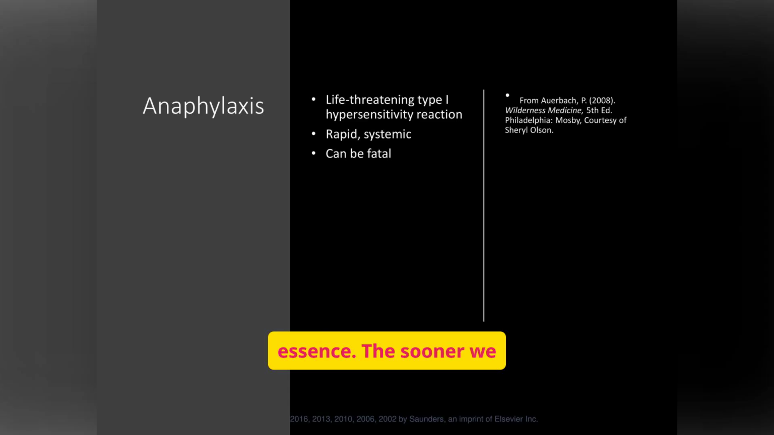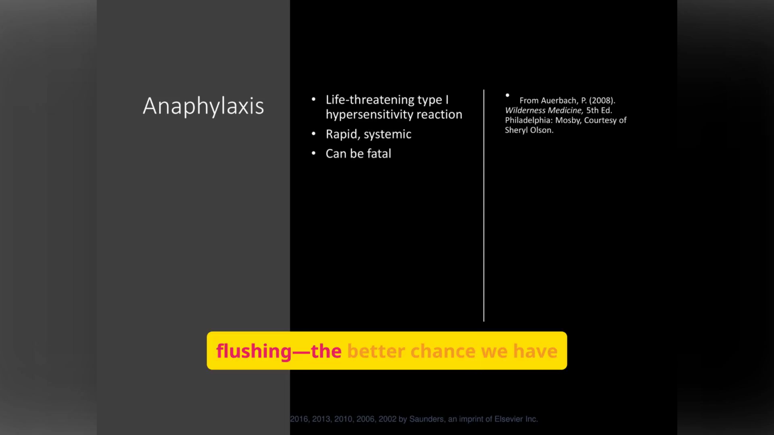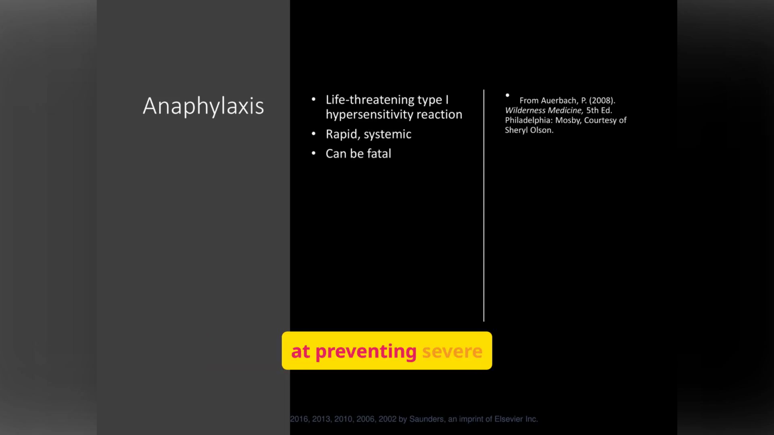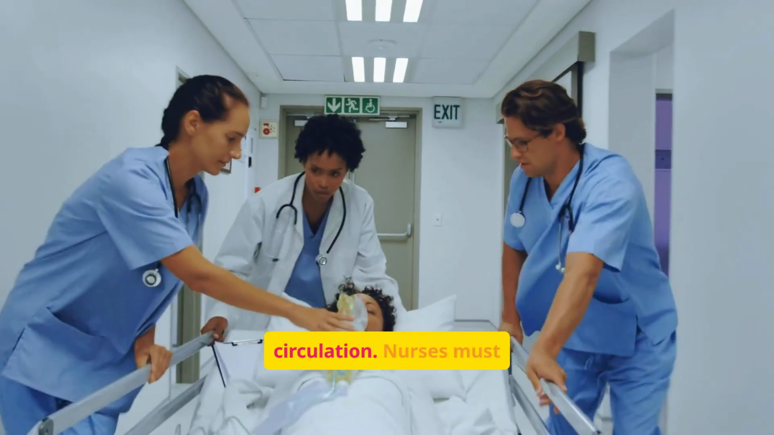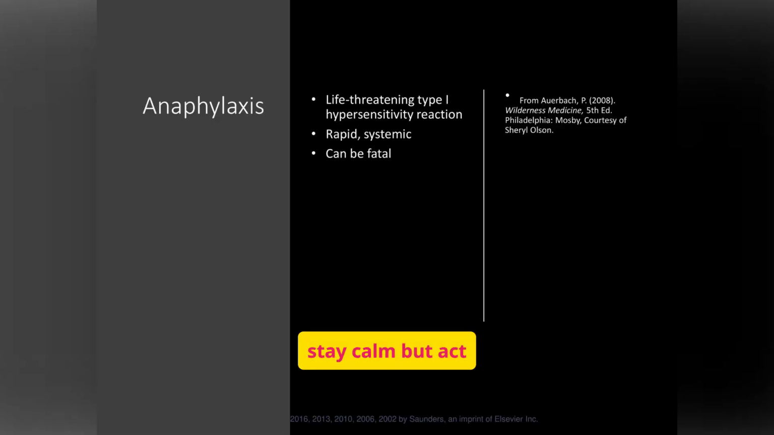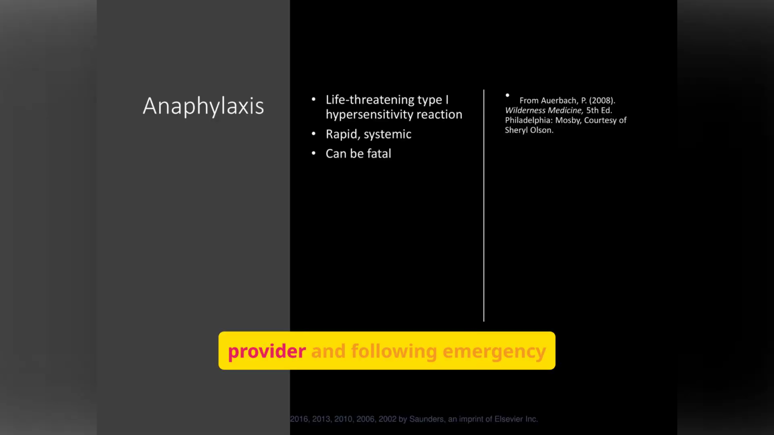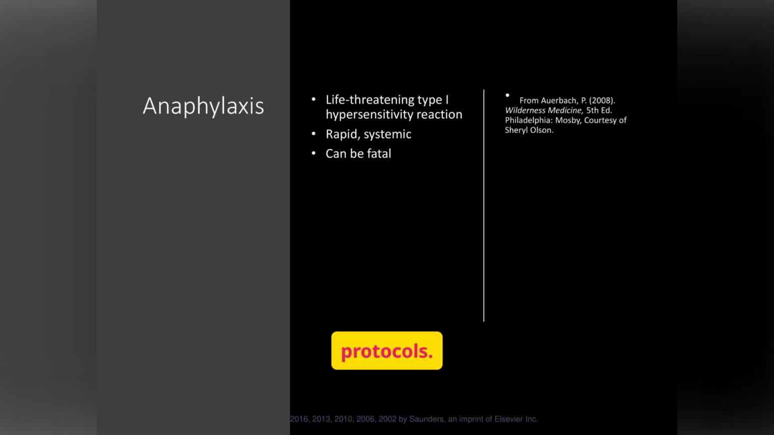The sooner we recognize the signs, such as difficulty breathing, low blood pressure, or skin flushing, the better chance we have at preventing severe complications or even death. Immediate administration of epinephrine is the most important step, as it reverses airway constriction and improves circulation. Nurses must stay calm but act fast, notifying the provider and following emergency protocols.